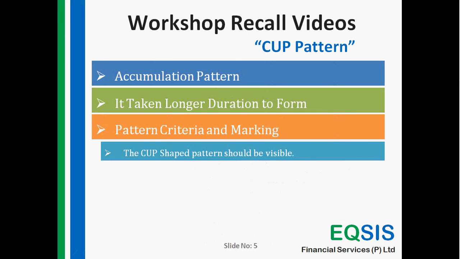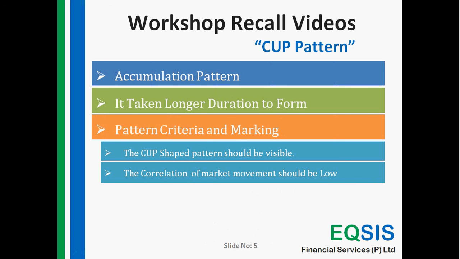The cup-shaped pattern should be visible. So probably you see a rounding bottom scenario take place, and the correlation of this stock to the market movement should be low. Like, it is not perfectly positively correlated or negatively correlated. It is something like 0.1 or 0.11 or 0.2, 0.3, but not necessarily 0.65, 0.75. It means if the market goes up, this may not go up. Even if the market goes down, this may not go down. This is completely decoupled from the market. It's nothing but the sign of accumulation.